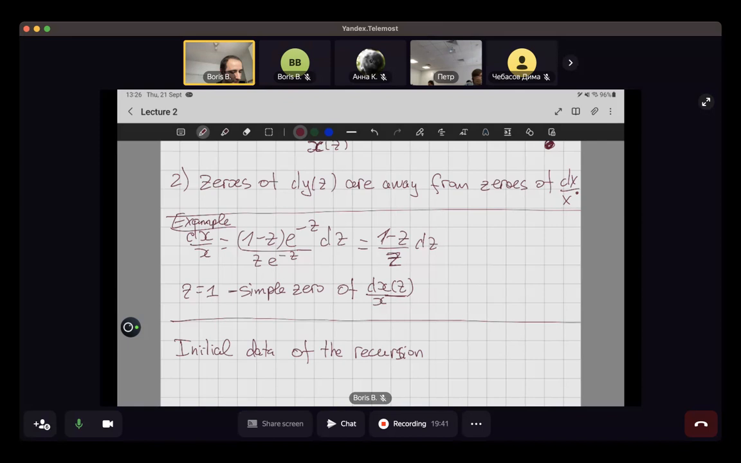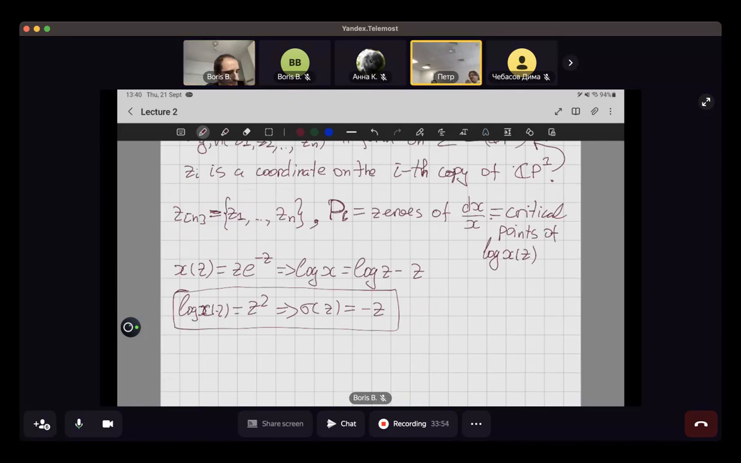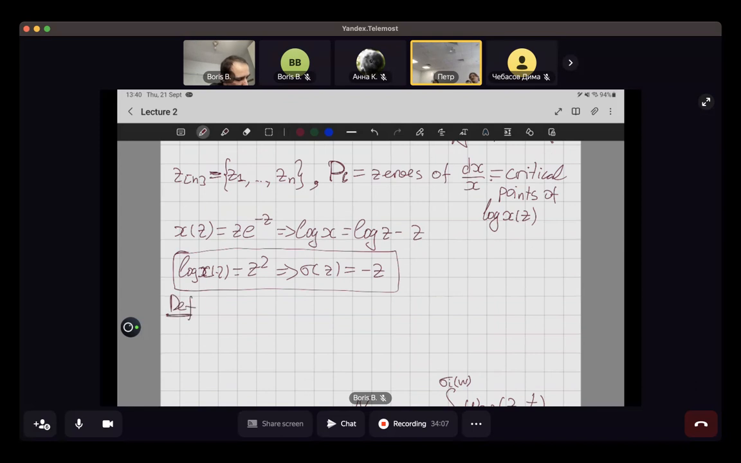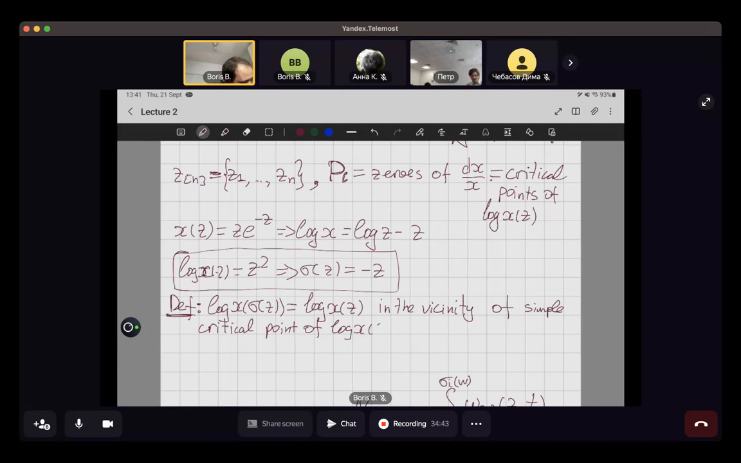In this case, what is the plot? Okay, is it somehow clear or absolutely not clear? So the condition on sigma is that log x of sigma of z is equal to log x of z. So it's an involution which preserves the value of log x, in the vicinity of a simple critical point of log x of z.